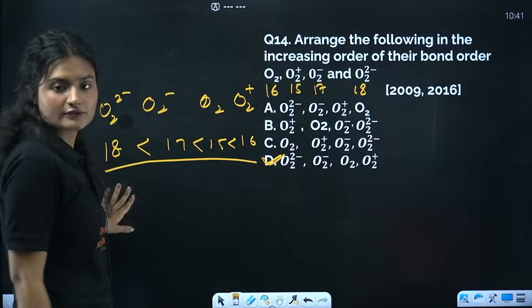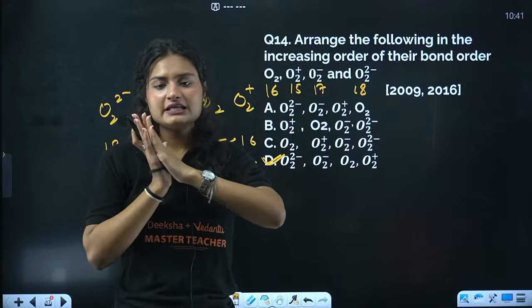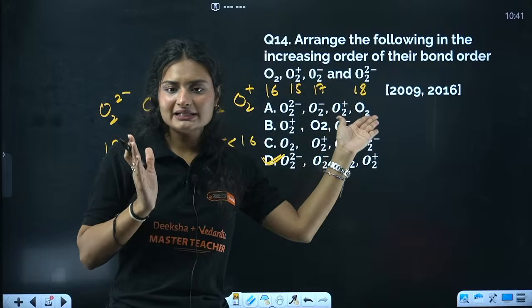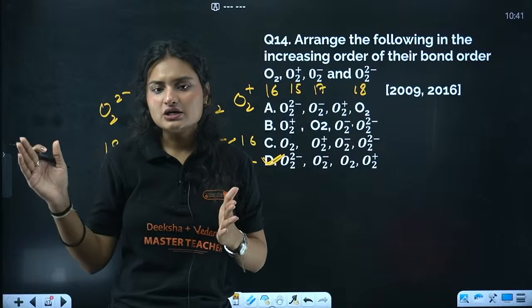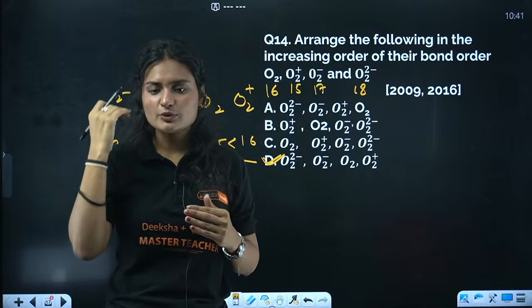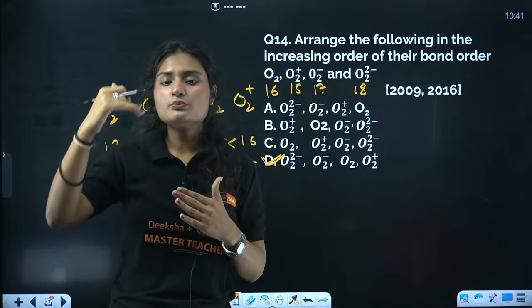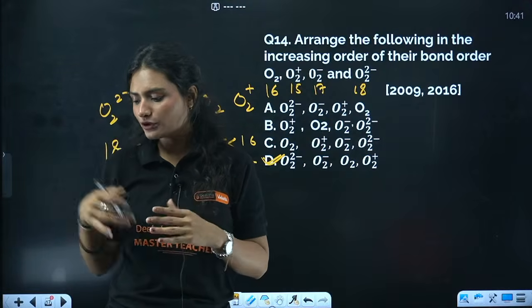You don't even have to calculate it. Just remember, when we are going from 14, either way, 14 to 13, 12, 11, decreasing or increasing. In case 14 to 16, that means a very small decrease is there, 0.5. And then again, we are going down, down, down. That means the bond order will decrease further.